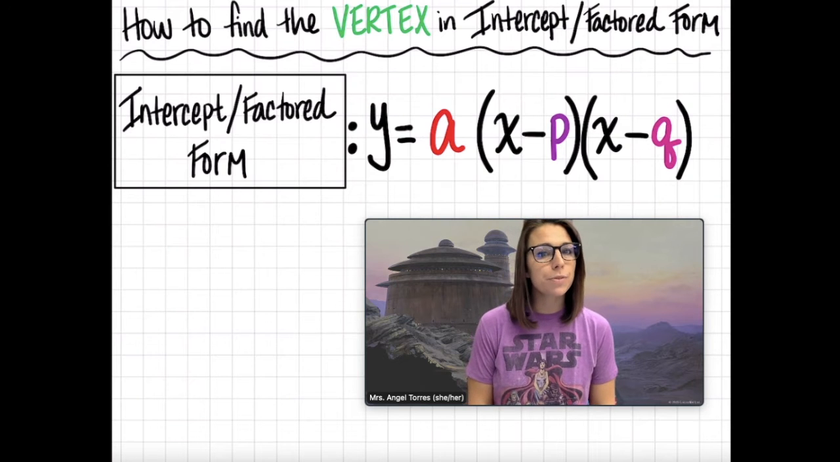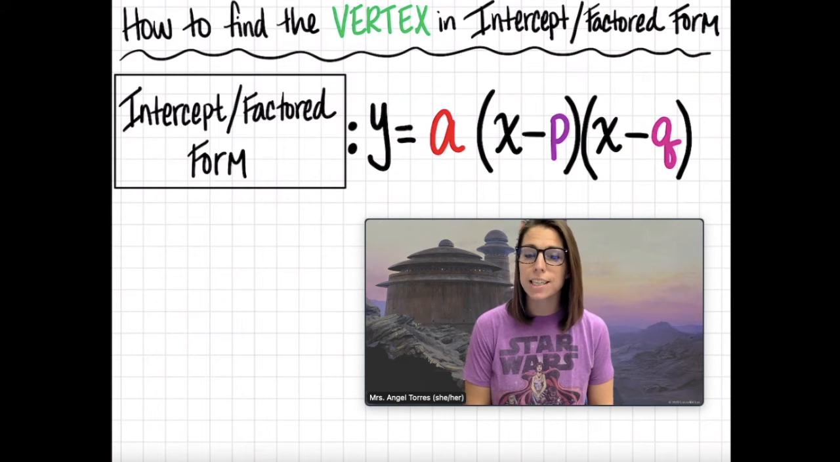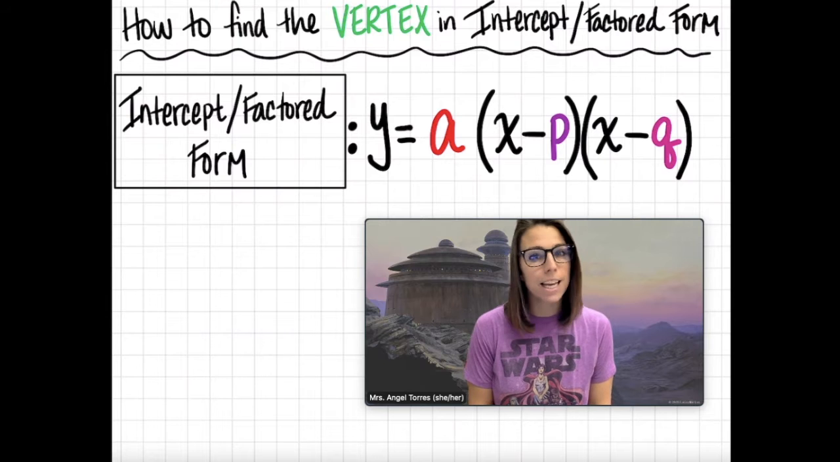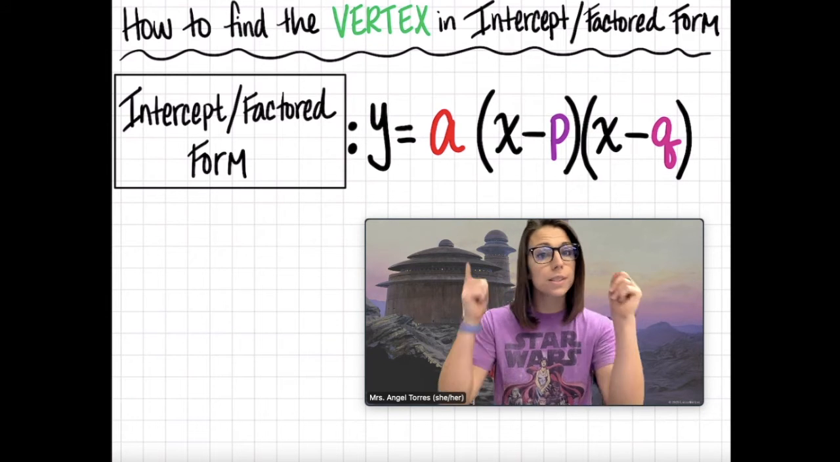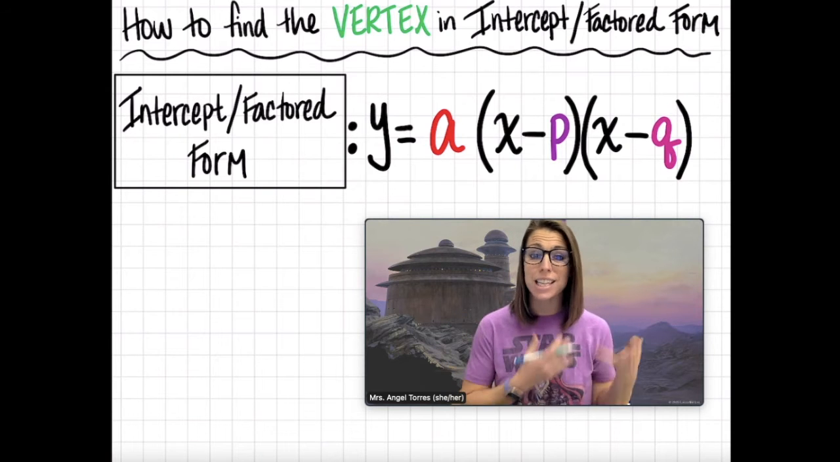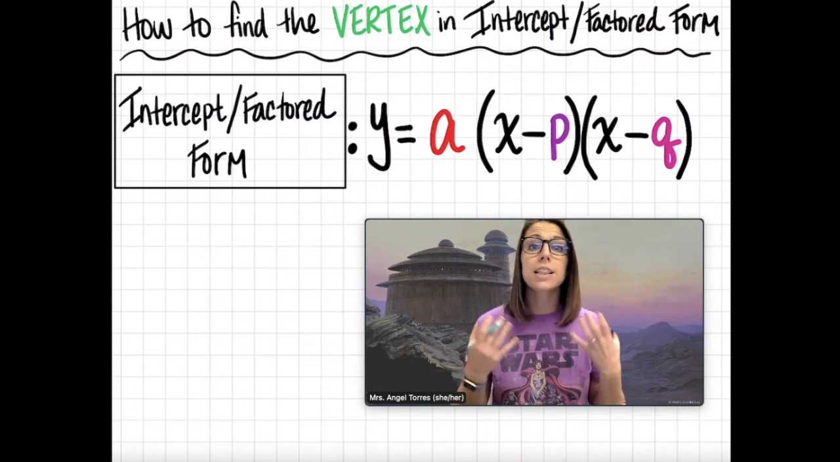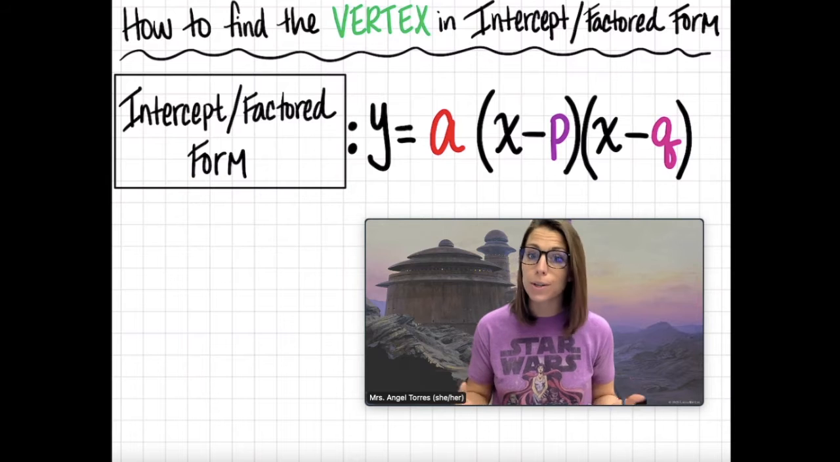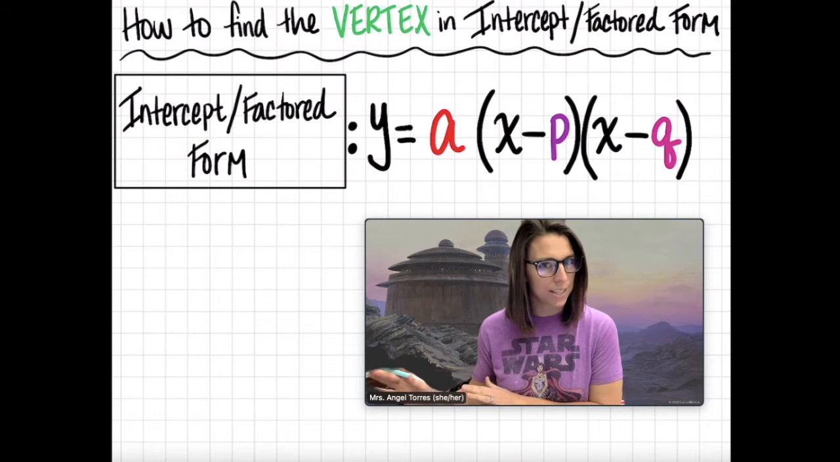I have your lesson for today on how to find the vertex in a quadratic that's in intercept or factored form. So intercept factored form looks like this. The reason why it's called intercept form is that this is the form that allows you to read the x-intercepts or the zeros of any quadratic, but we'll get to that later.